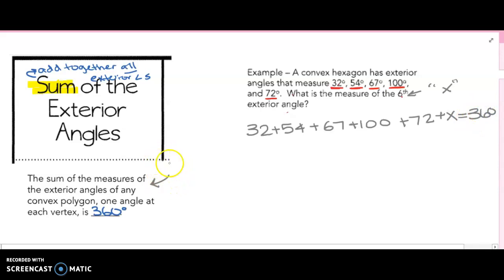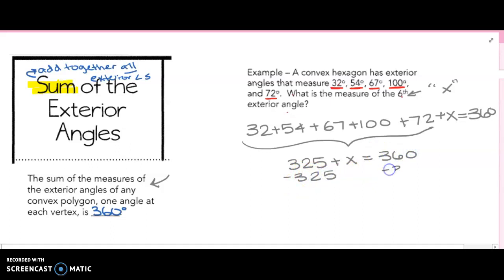All right, if I put this into my calculator, all of these added up is 325. So 325 plus x equals 360. Now we're down to a simple algebra problem, so subtract 325 from both sides. So I get x equals 35. So the sixth one is 35 degrees.